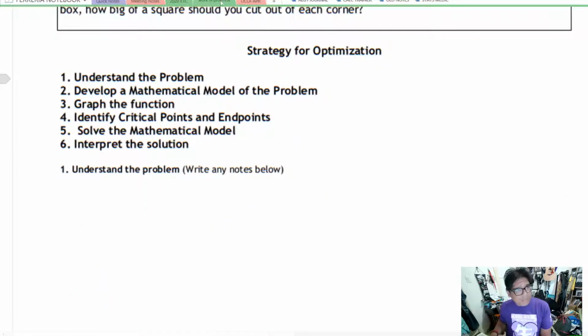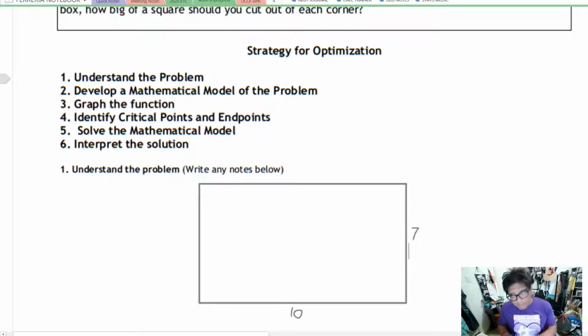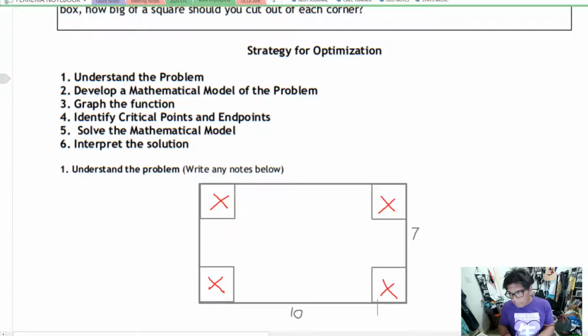Let's draw ourselves a 7 by 10 piece of metal just so we can kind of understand this. So here's a piece of sheet metal. It's 7 by 10, as you can see. We're going to cut out squares in the corners of this box. So cut those out, and the dimensions of those squares are all going to be x by x. So that's going to help us think about this with our domain of x.